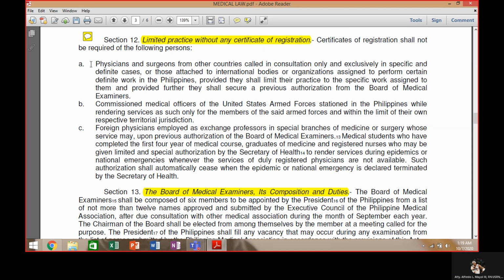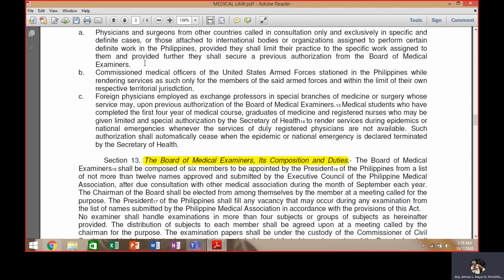Okay, A, physicians and surgeons from other countries called in for consultation only and exclusively in specific and definite cases, or those attached to international bodies or organizations assigned to perform certain definite work in the Philippines, provided they shall limit their practice to the specific work assigned to them, and provided further they shall secure a previous authorization from the Board of Medical Examiners. Okay? Doctors who are experts in their field for consultative issues.